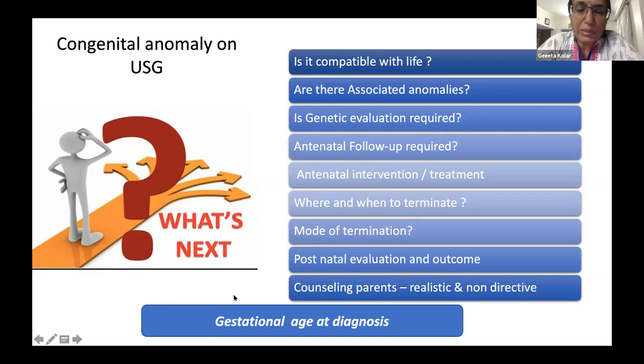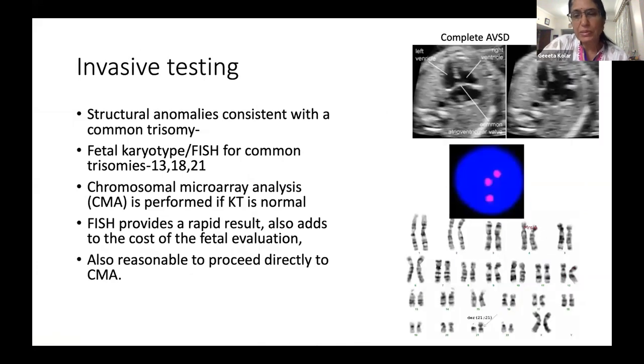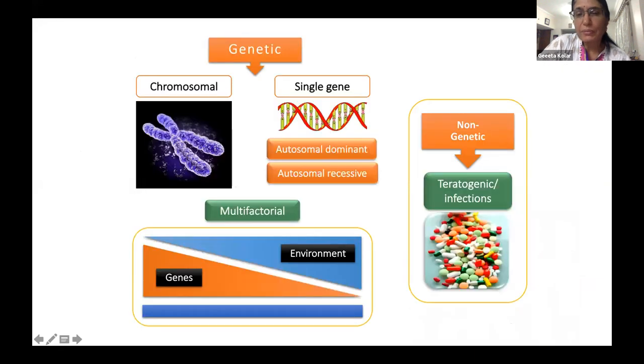And all these counseling issues are important depending on the gestational age. So remember, we should have a precise diagnosis. So all attempts must be made to arrive at a precise diagnosis. We must evaluate the gestational history, find out if she's had any fever, if she has any pets, to look for TORCH infections. Look at family history for genetic factors. Look at the fetal anatomy for clues to embryological, etiopathological markers, and invasive testing depending on the type. The invasive tests that you can do today, we have already discussed, are the karyotype, FISH, and microarray.